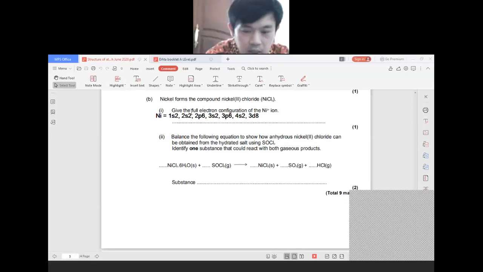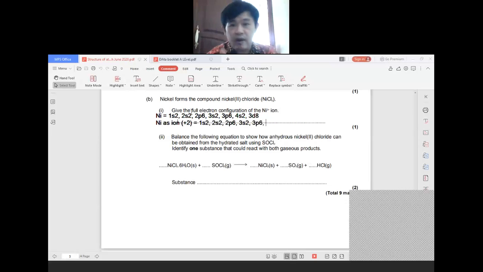Then nickel as an ion, which is +2, and then the configuration is 1s2, 2s2, 2p6, 3s2, 3p6, 4s will be removed. So it will be 4s0 and then 3d8. Why is it like that? Because 4s is located in the outermost shell, so the outermost shell electrons will be removed.